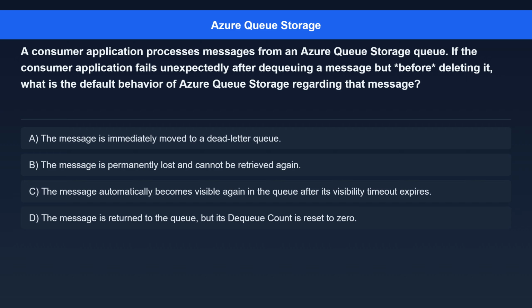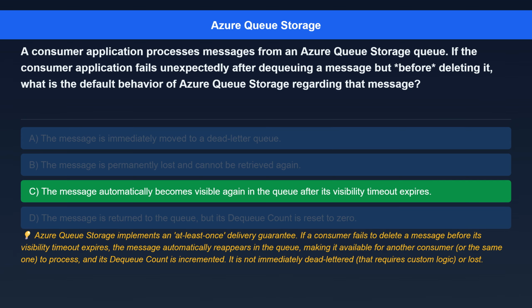Option A. The message is immediately moved to a dead letter queue. Option B. The message is permanently lost and cannot be retrieved again. Option C. The message automatically becomes visible again in the queue after its visibility timeout expires. Option D. The message is returned to the queue, but its dequeue count is reset to 0.